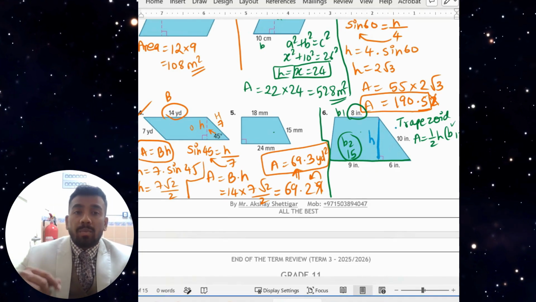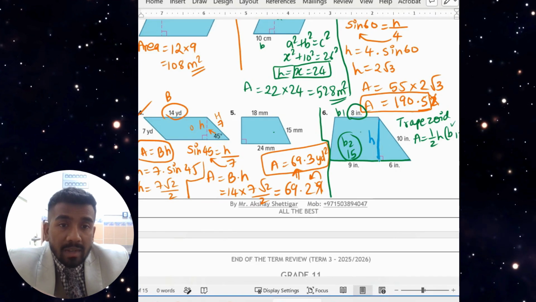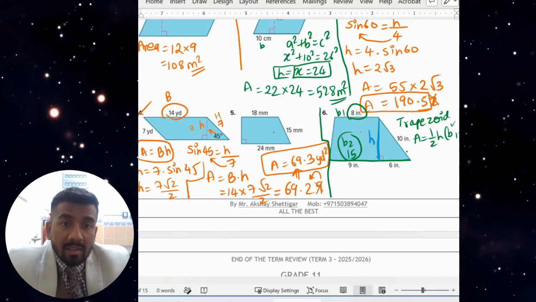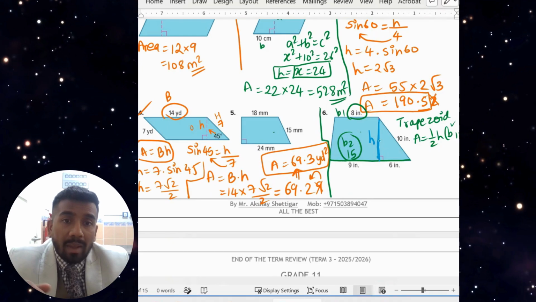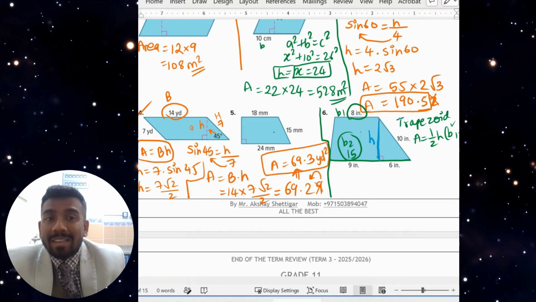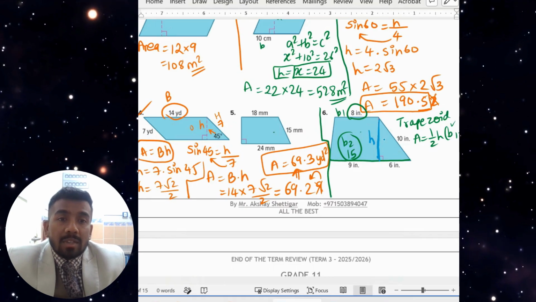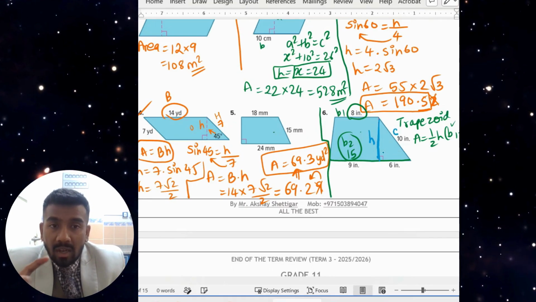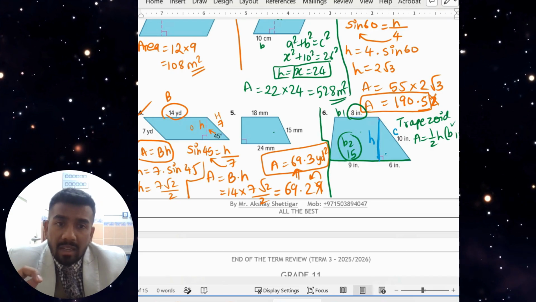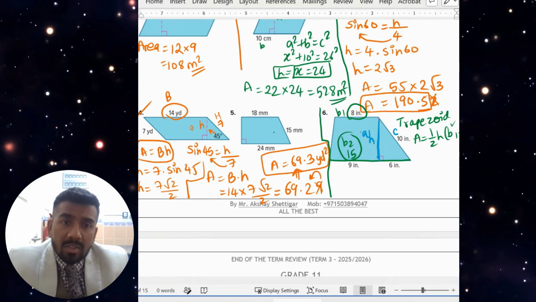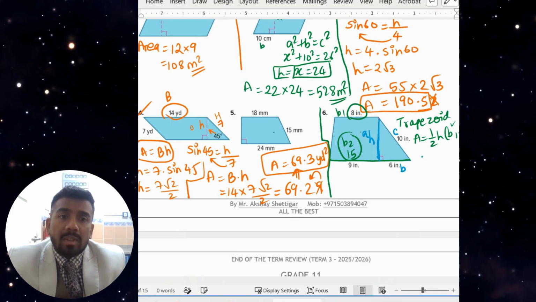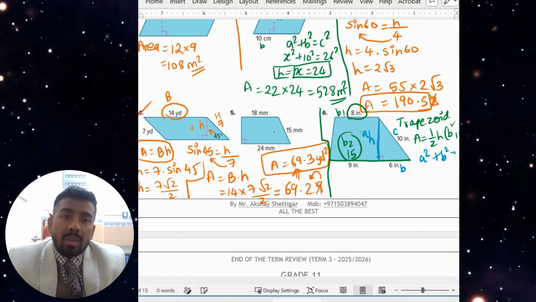That height we don't know, but we know that in this 90 degree triangle, it's easy to find the height by a, b, c. Remember the Pythagorean theorem. First put the C. How do you know C? It's opposite the 90. So that's your C. This is your A, this is your B. Put it in the rule: A squared plus B squared equals C squared.